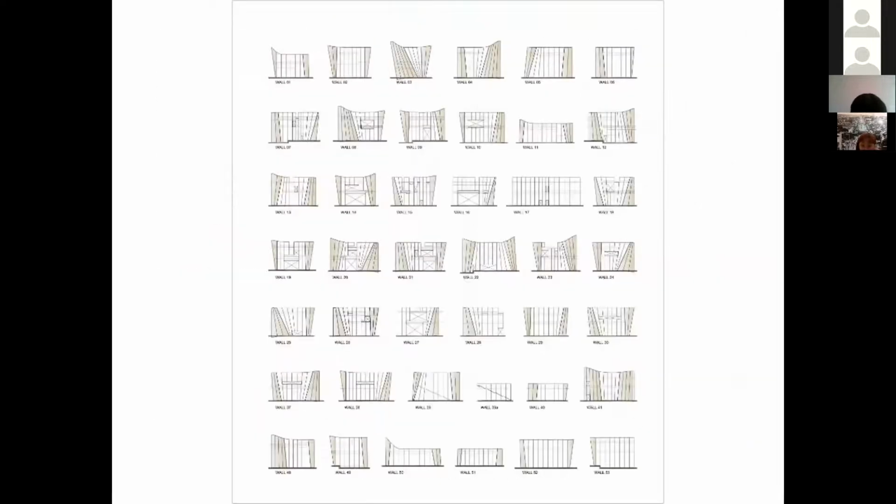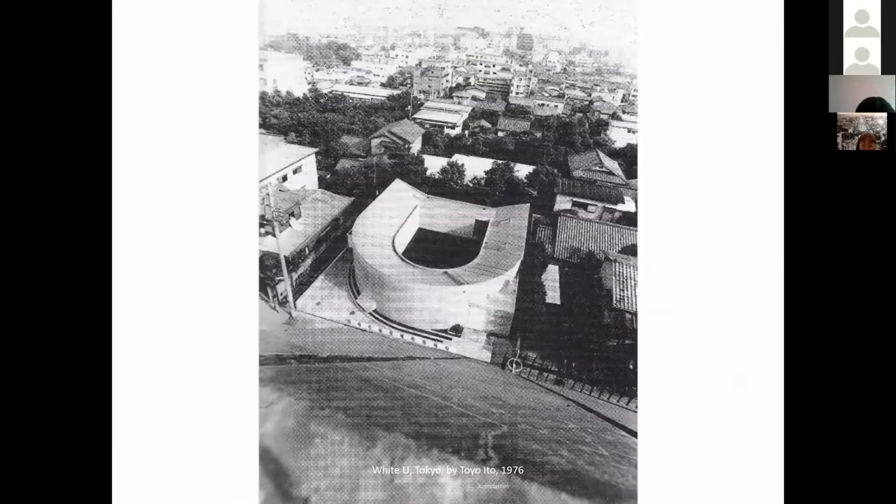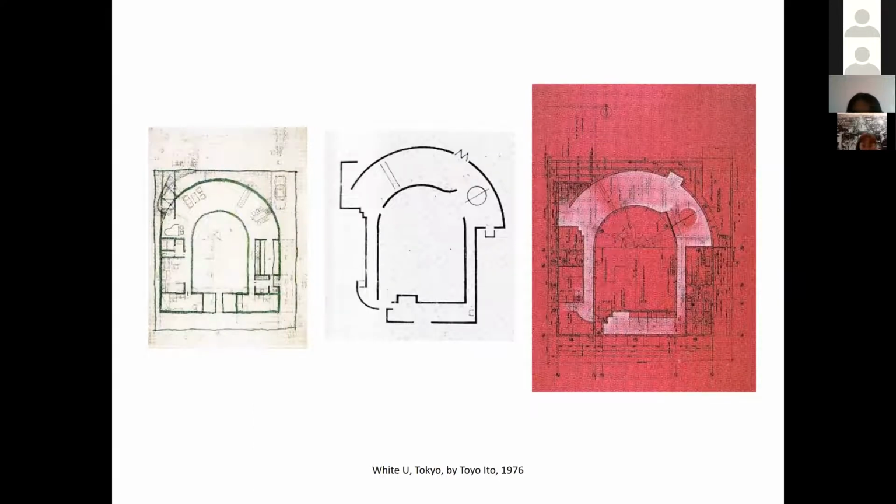And then I started thinking about what is parametric space instead of form? How can we make very complex space using very simple structure? And this project, White U by Toyo Ito in 1976, is just a simple band, but in terms of space itself, you can see it's a diversity and a seamless kind of space.